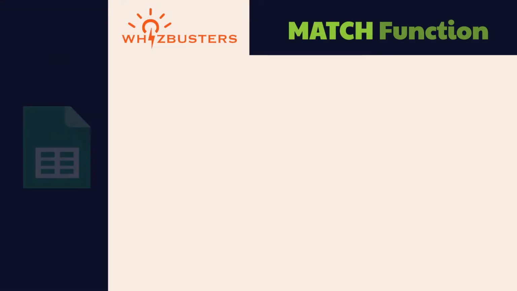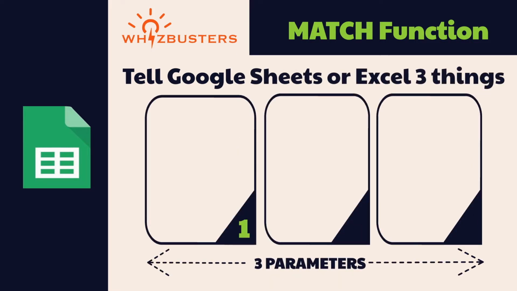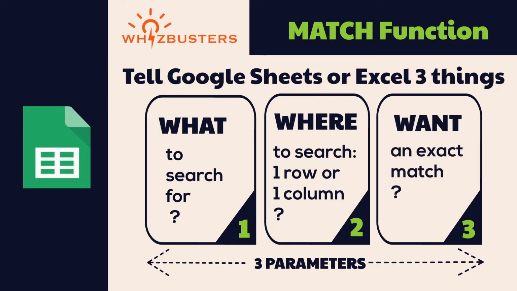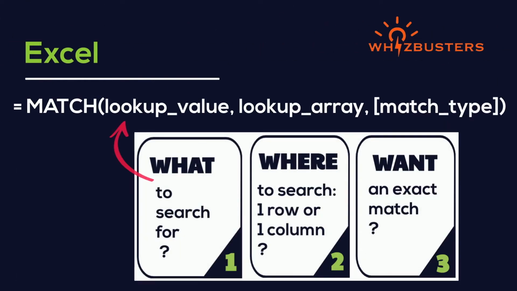To use the match function, we need to tell Google Sheets or Excel three things. 1. What we want to search for or look up. 2. Where we want to search for it in the form of a one-dimensional array, that is the range of cells which is either one column or one row. 3. Whether it is an exact match, next smallest, or next largest. In Google Sheets, you will see match, search key, range, search type, while in Excel, you'll see match, lookup value, lookup array, match type. So let's dive into an example to see what I mean.